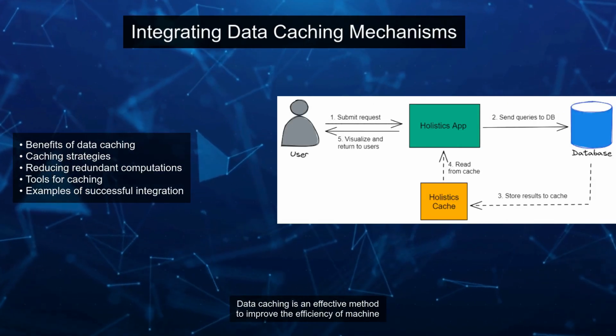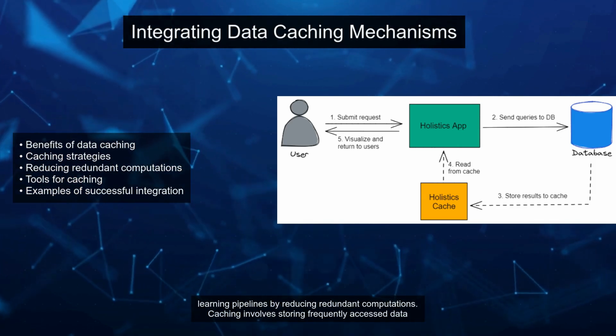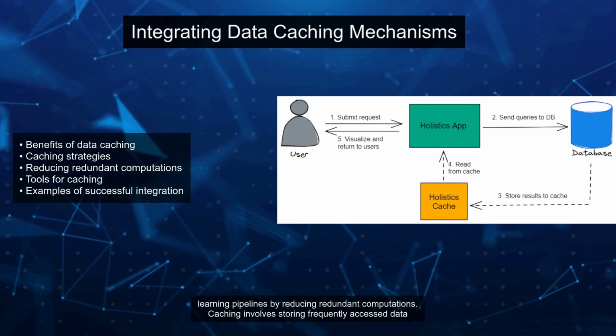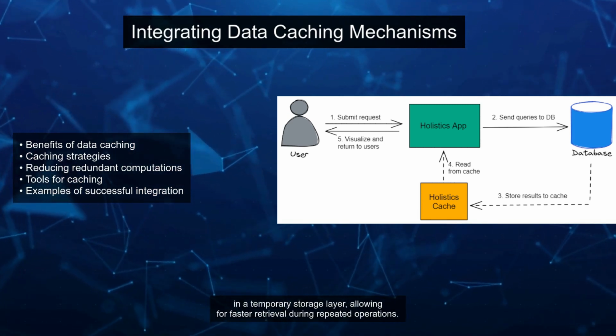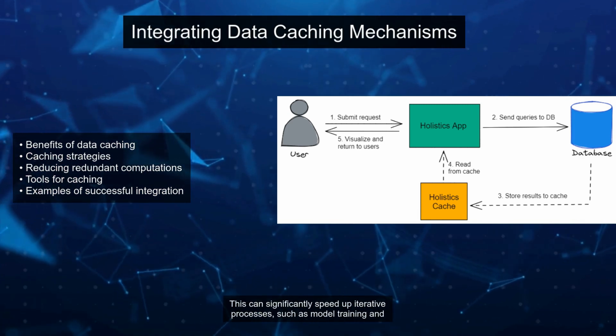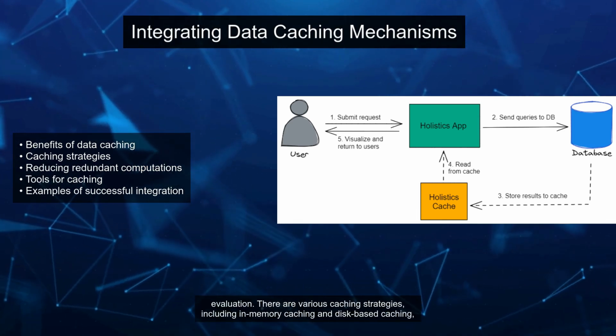Data caching is an effective method to improve the efficiency of machine learning pipelines by reducing redundant computations. Caching involves storing frequently accessed data in a temporary storage layer, allowing for faster retrieval during repeated operations. This can significantly speed up iterative processes, such as model training and evaluation.